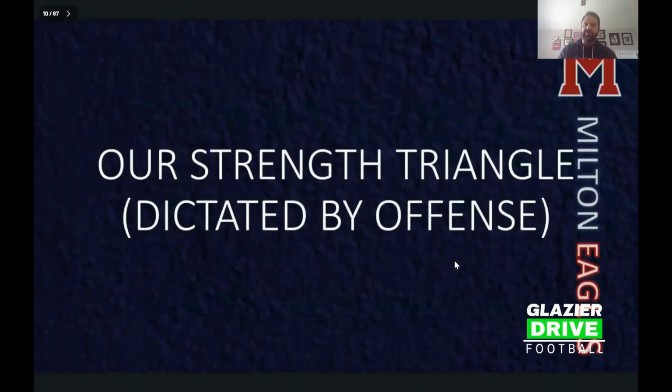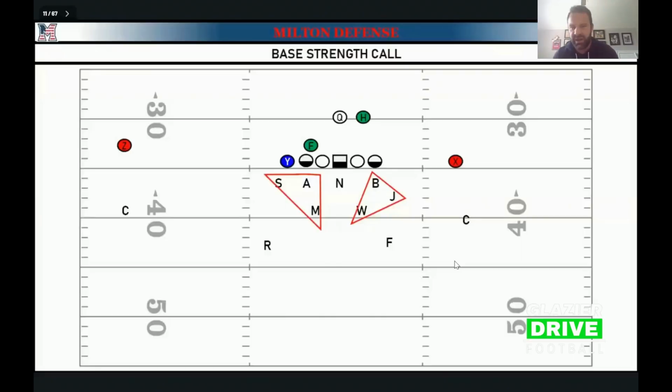So our strength triangle is dictated by the offense. Now this is a strength call, right? We're going to set it left or right based on the tight end strength, maybe the back, whatever in our progression that we have that week. It may just be based on game plan that week. We may want to set it away from the tight end, put our Sam to the weak side all week. It could be that.